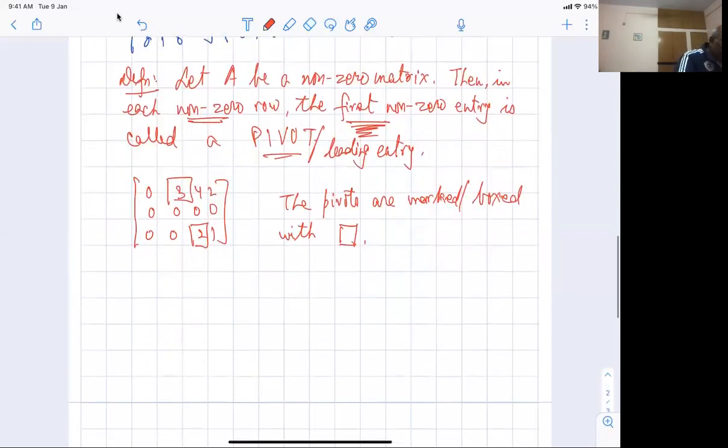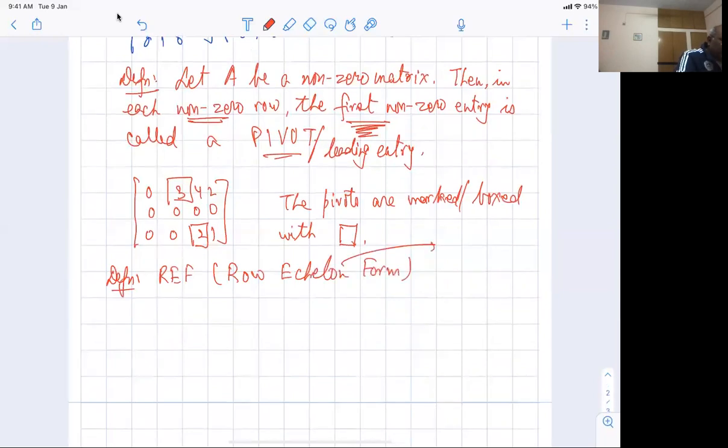This is important, all right. So the definition of what is called REF, row echelon form. So echelon basically means a staircase, all right. So I'm trying to look at rows as a staircase. I want to build a staircase of different sizes and things like that, but I want this. So let's look at the definition.